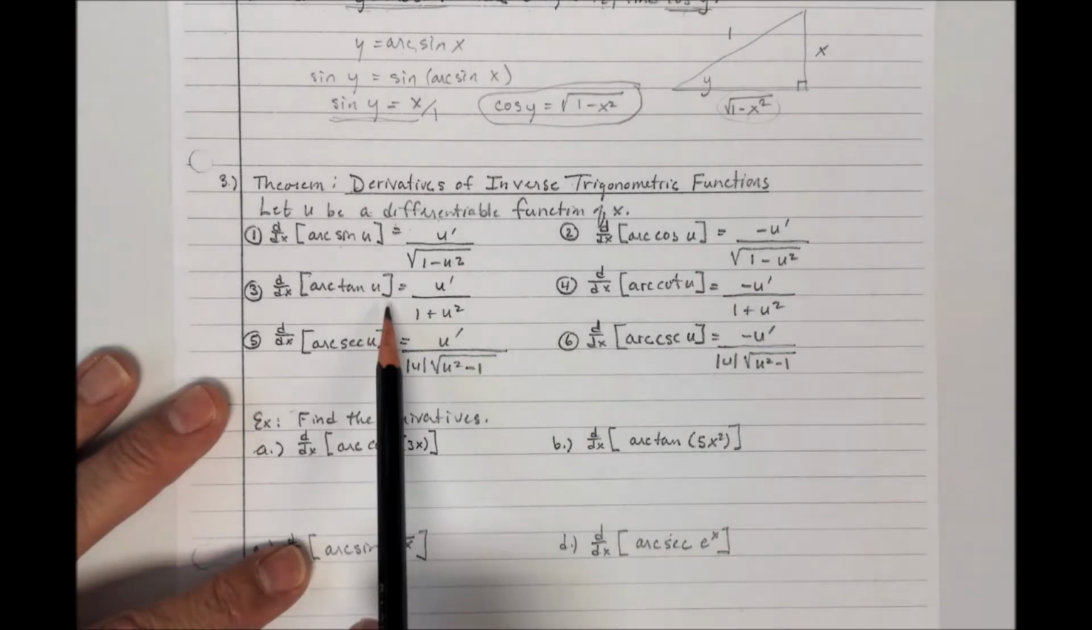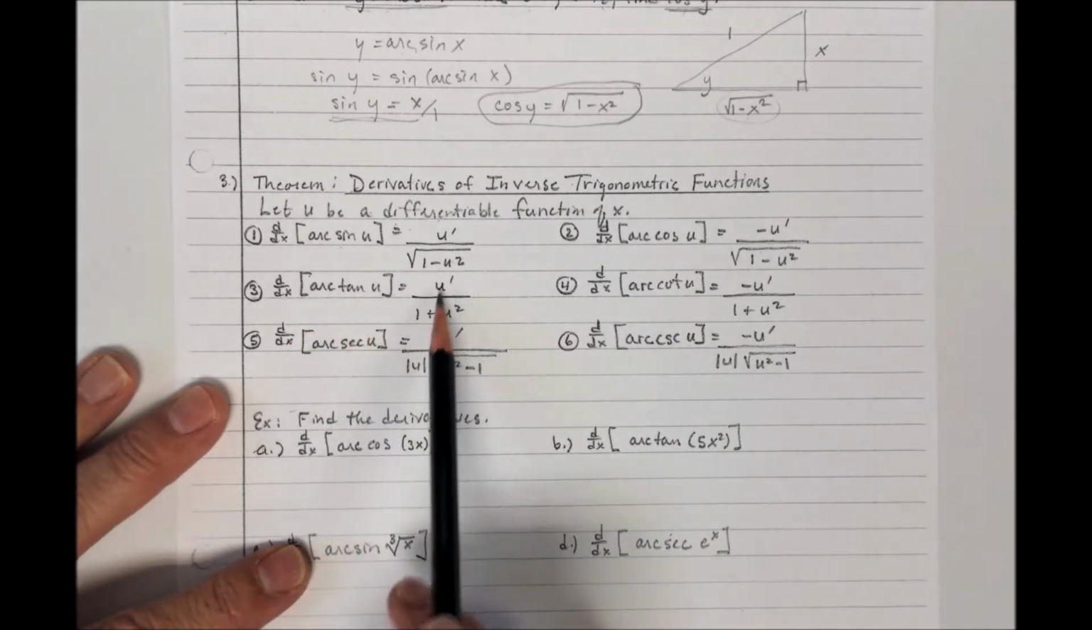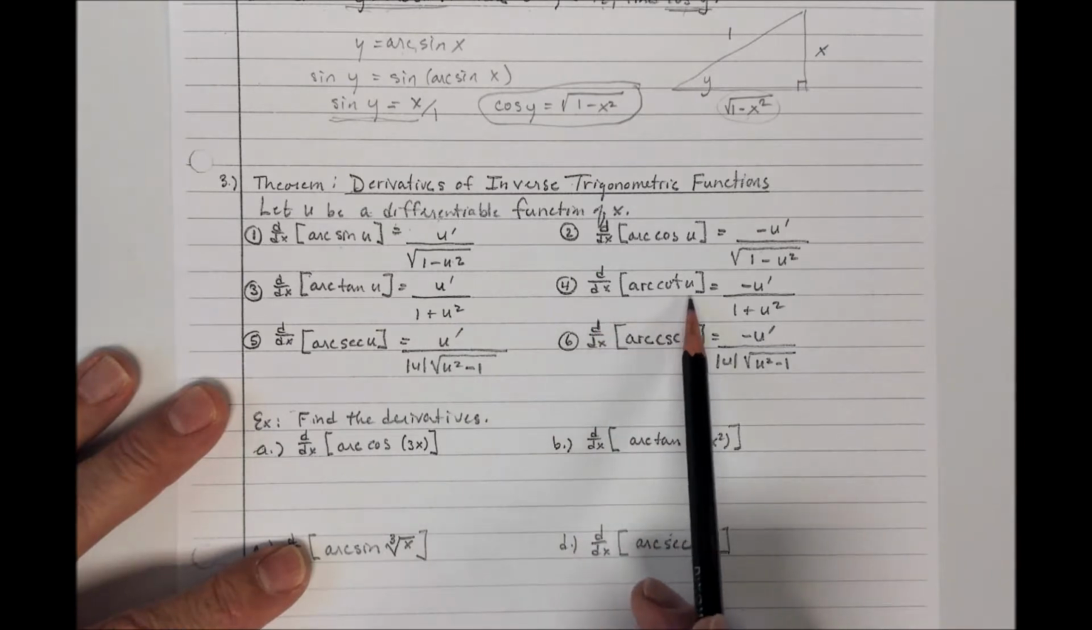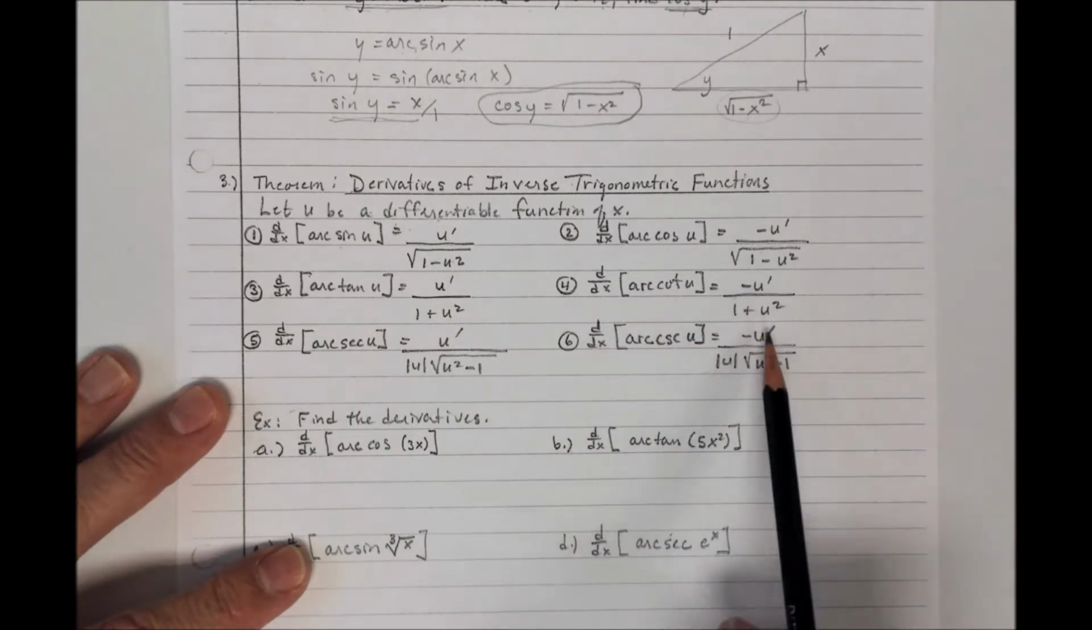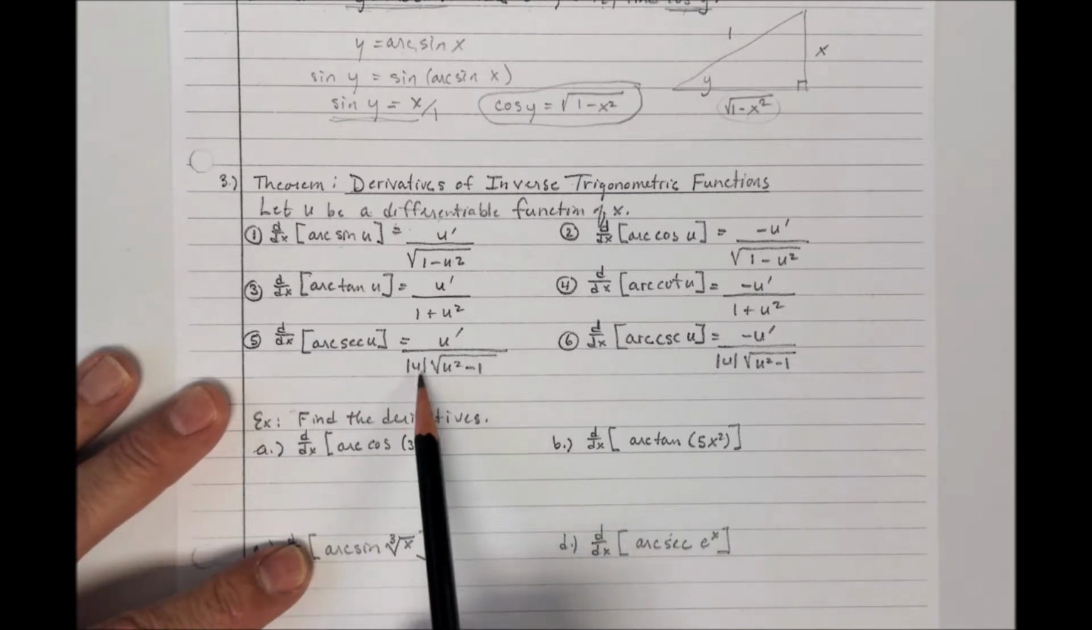Same thing happens with tangent and with cotangent. The derivative of arc tangent of u is u prime over 1 plus u squared. The derivative of arc cotangent of u is equal to negative u prime all over, or the opposite of u prime all over 1 plus u squared. And for the weird one here with the absolute value, for the arc secant, the derivative of arc secant of u is u prime all over the absolute value of u times the square root of u squared minus 1.